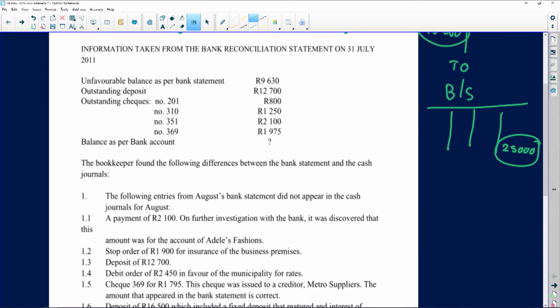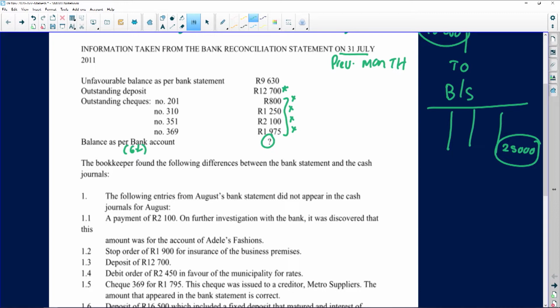Okay, so immediately information taken from the bank reconciliation statement on the 31st of July, which is the previous month. So if we look at the previous month, we started off with an unfavorable balance as per bank statement. Then there was one outstanding deposit. Okay, and as you can see, there are 4 outstanding checks, and then balance as per bank account, in other words, general ledger, is not given. So clearly at some stage we're going to have to calculate that.